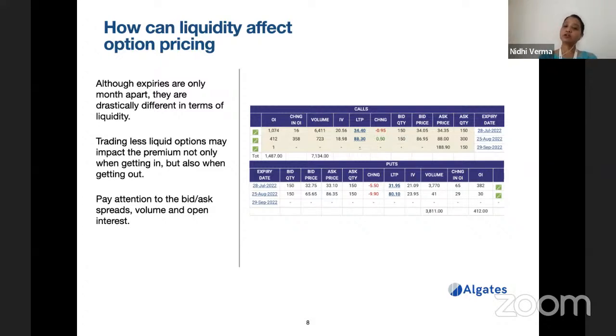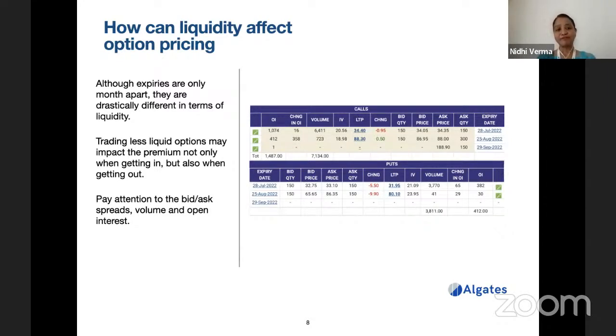Even when you are trading in huge volumes, when you are doing multiple contracts, then these things matter. Even a price difference of 2 rupees or 3 rupees in the bid and ask matters.